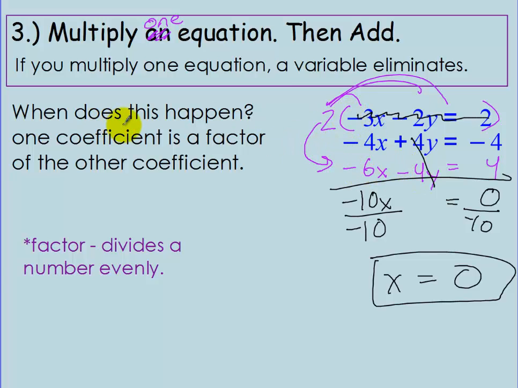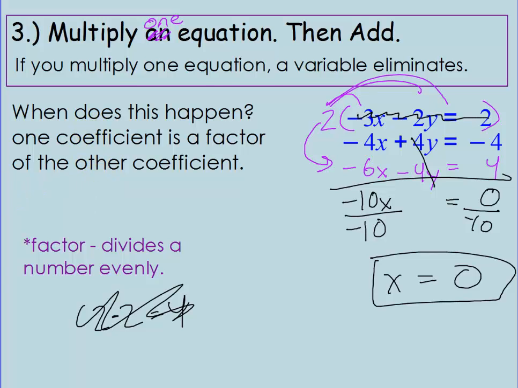When do you do it this way? Well, when one coefficient is a factor of the other. So 2 is a factor of 4. What does factor mean? 2 divides evenly into 4. Because you can do 2 times 2, and that equals 4. Those are the factors of 4. So 2 is a factor because you can go 2 plus another 2 is also 4. So it divides evenly into 4. That's the way you know.